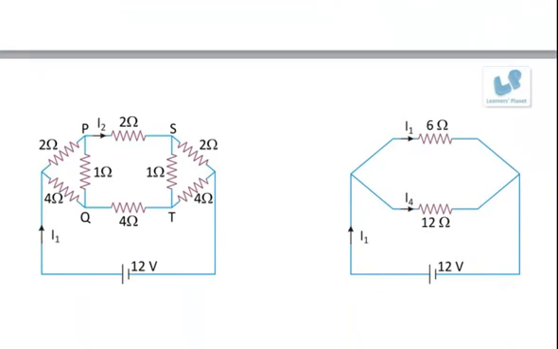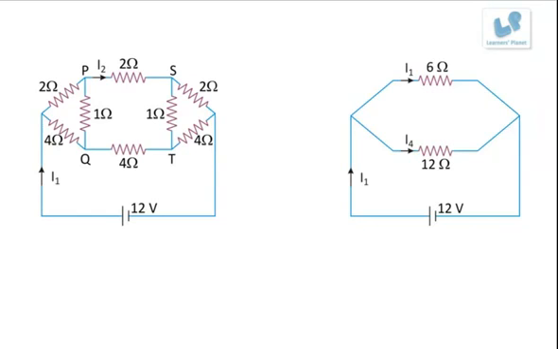Now, since this is similar to a Wheatstone bridge, we can safely say that the potential of point P will be the same as the potential of point Q. That means there is no potential difference across P and Q, so this 1 ohm resistance is of no use. It is just a showpiece. It becomes redundant, so we can ignore this. Similarly, we can ignore this 1 ohm resistance because the potential of S and T would be the same.